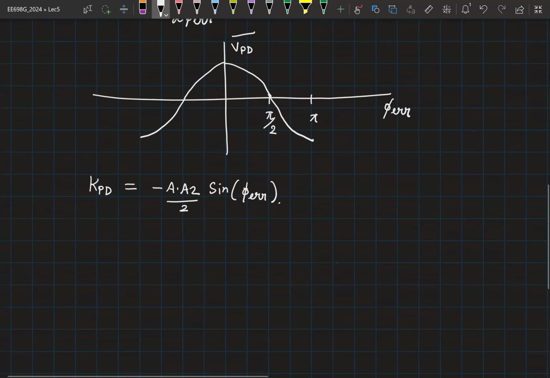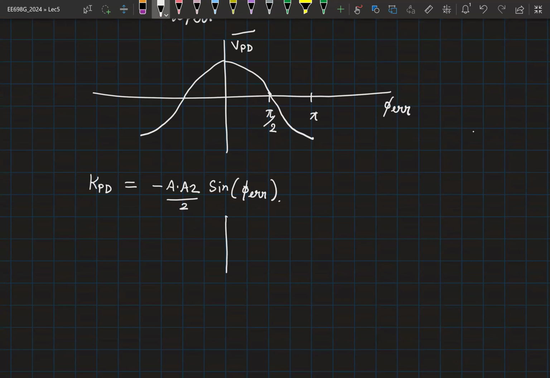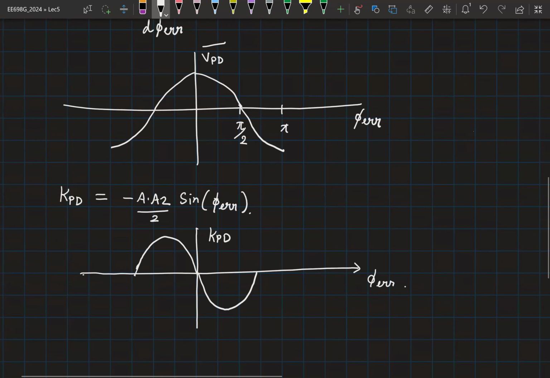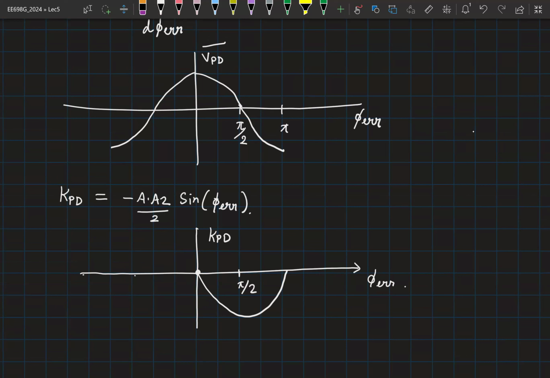Now we can also sketch KPD versus phi error. Then it will look like an inverted sine wave. Does this make sense? Have I plotted it correctly? I have to mark the pi by 2 here. Does this make sense to you?